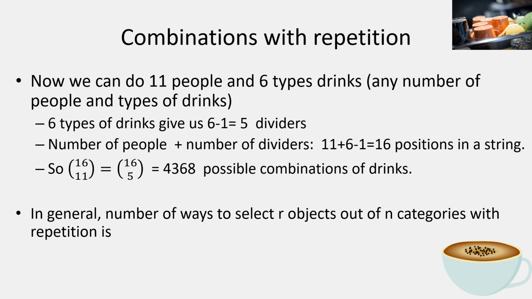So in general, the number of ways to select r objects. Here I'm slightly changing notation. I'm selecting r objects out of n categories is r plus n minus 1, choose r. So here r is 11 and n is 6.